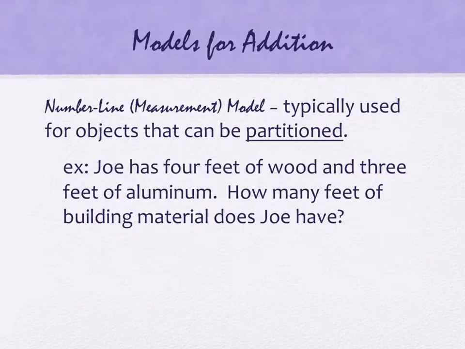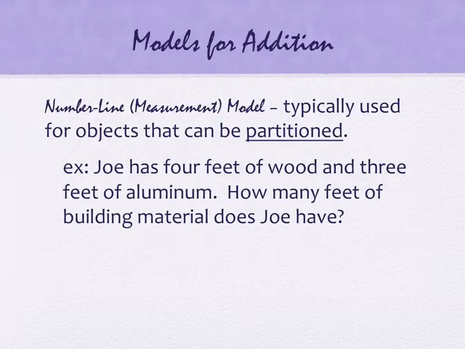Now that's a little different than over here. This is a number line or a measurement model. So this one's typically used for things that can be partitioned. Joe has 4 feet of wood and 3 feet of aluminum. How many feet of building material does he have? So it's not asking how many objects of building material, right? That'd be 2. He has 2 objects. It's asking how much, in dimensions, a length. How much of a length of this building material does he have?